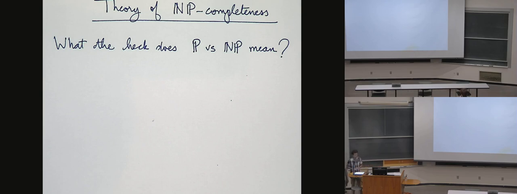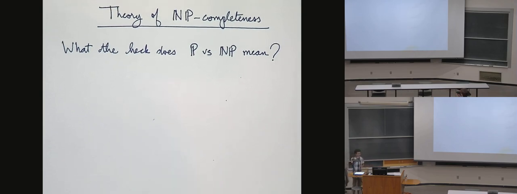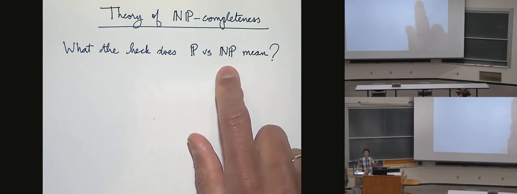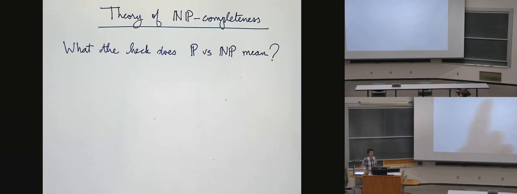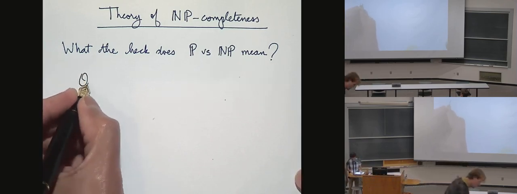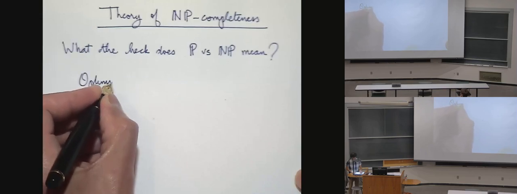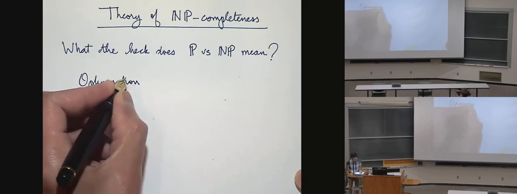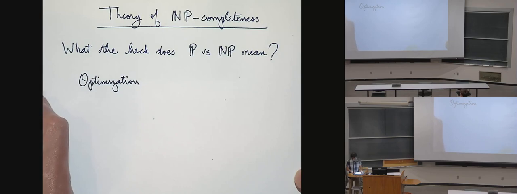And so the place where I think it makes sense to start, and by the way, you might have seen this defined in terms of non-deterministic Turing machines, and all of these definitions are equivalent, but the most meaningful, I think, is really in discrete optimization problems.